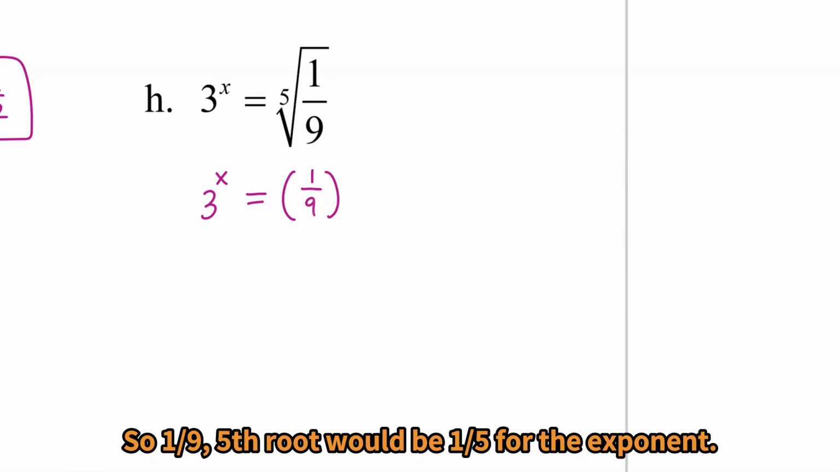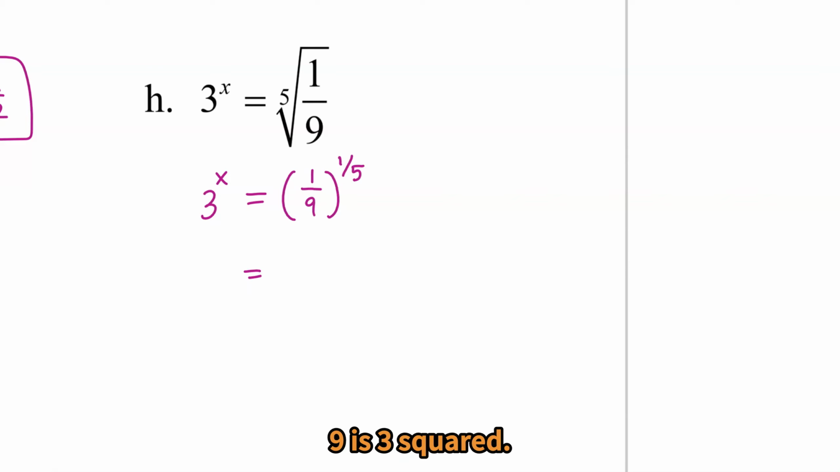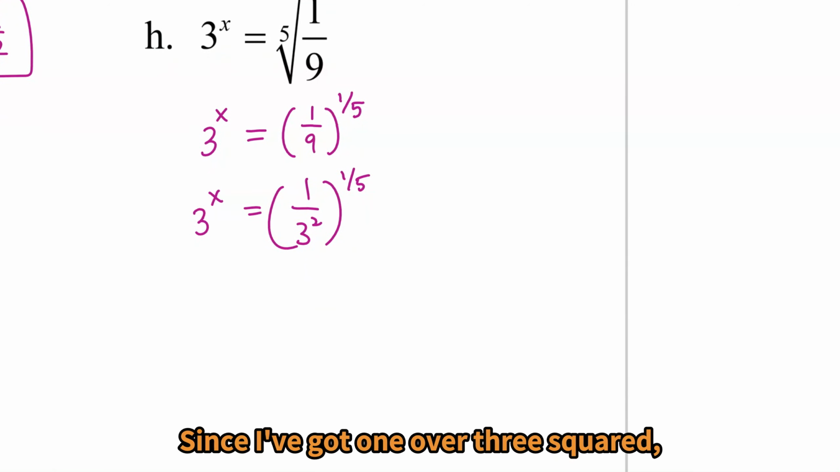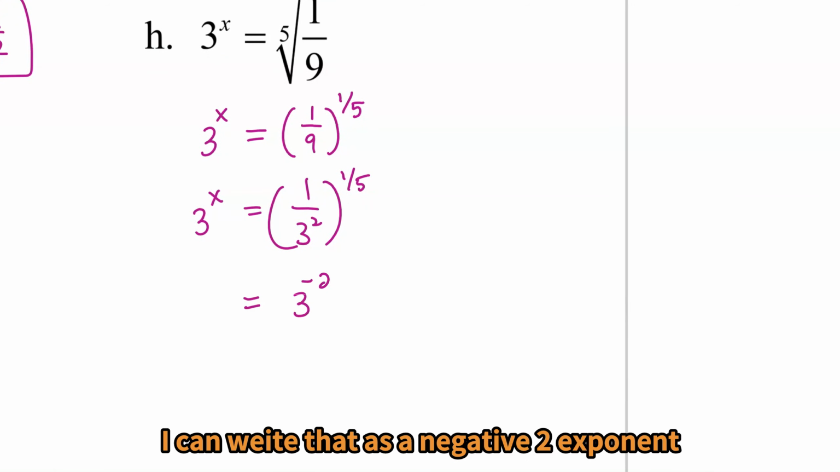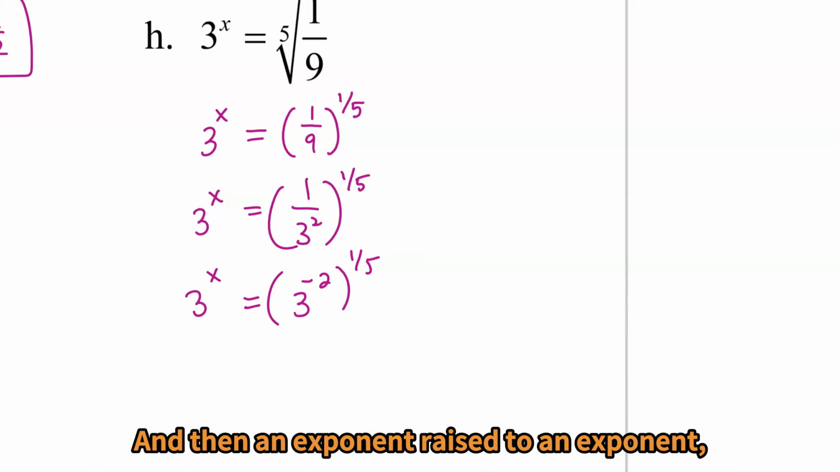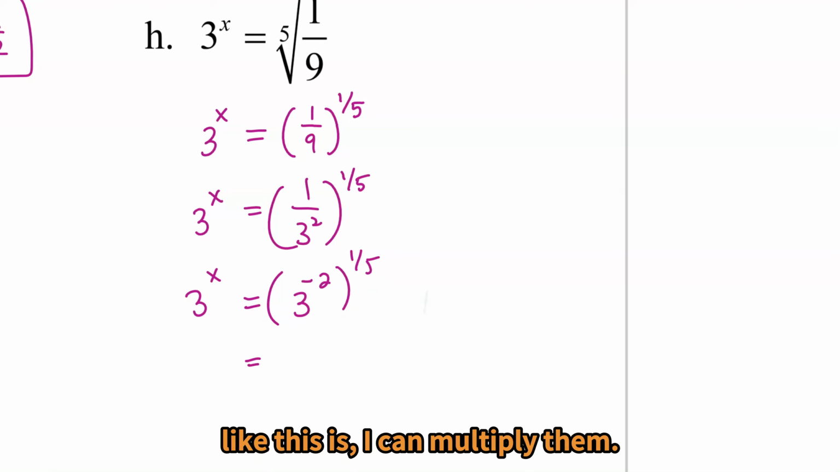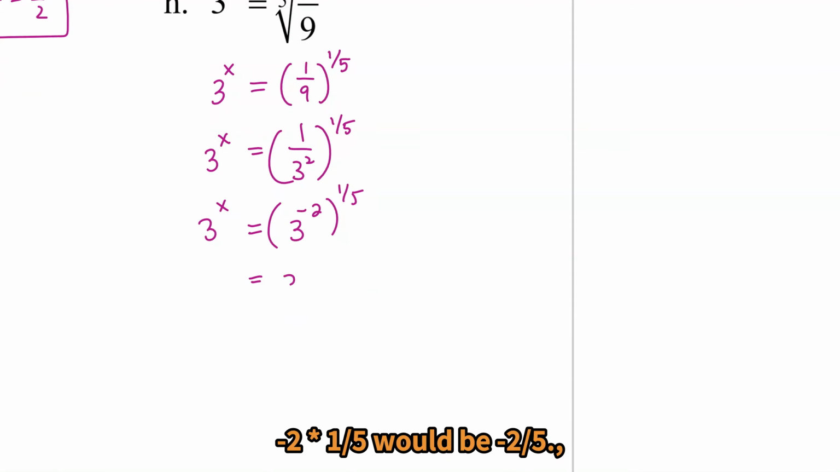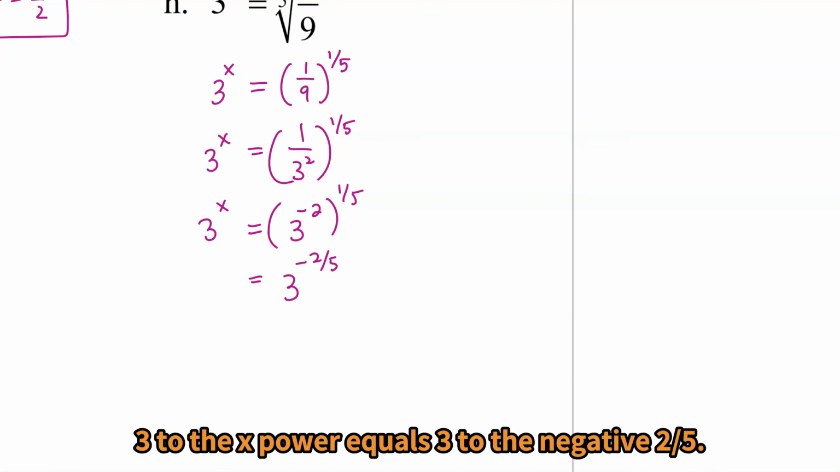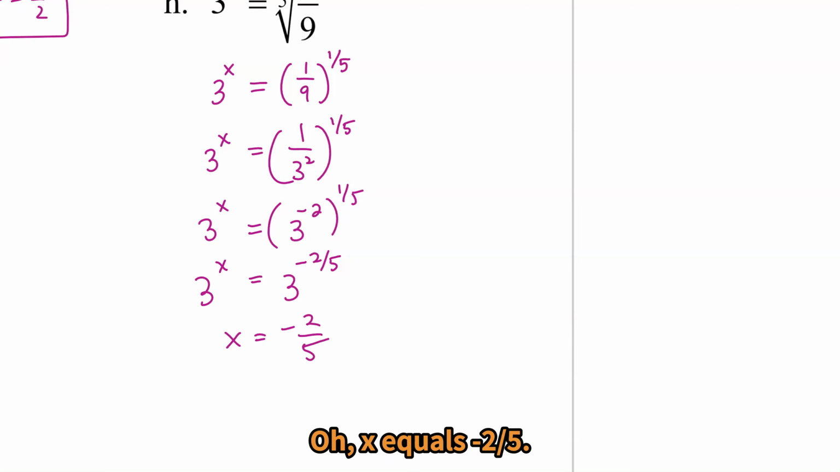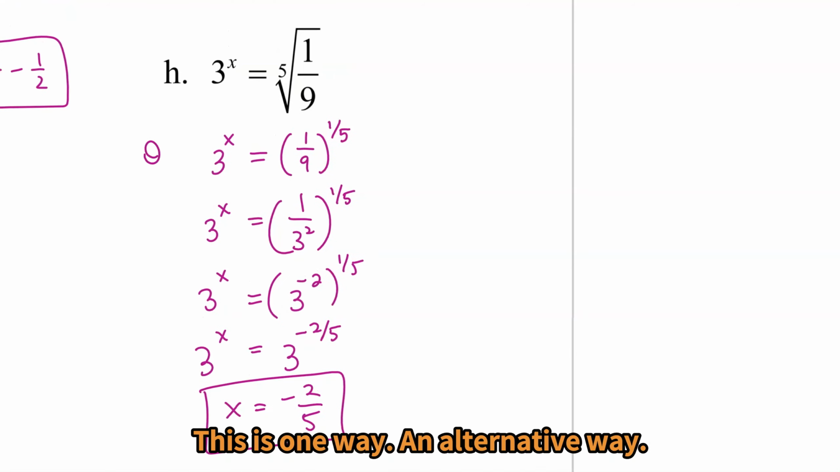So 1/9 5th root would be 1/5 for the exponent. 9 is 3 squared. Since I've got 1/3 squared, I can write that as a -2 exponent. And then an exponent raised to an exponent like this, I can multiply them. -2 times 1/5 would be -2/5. And I have 3 to the x power equals 3 to the -2/5. So x equals -2/5. So this is one way.